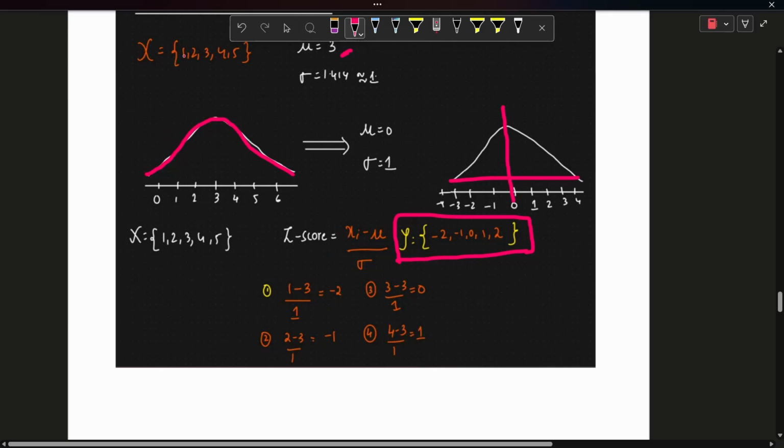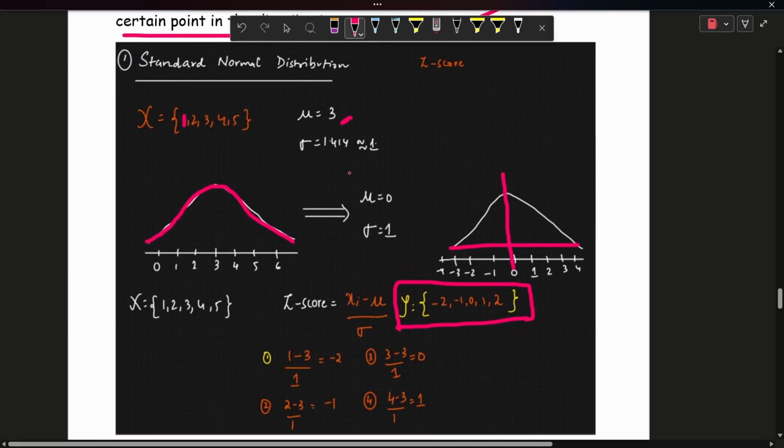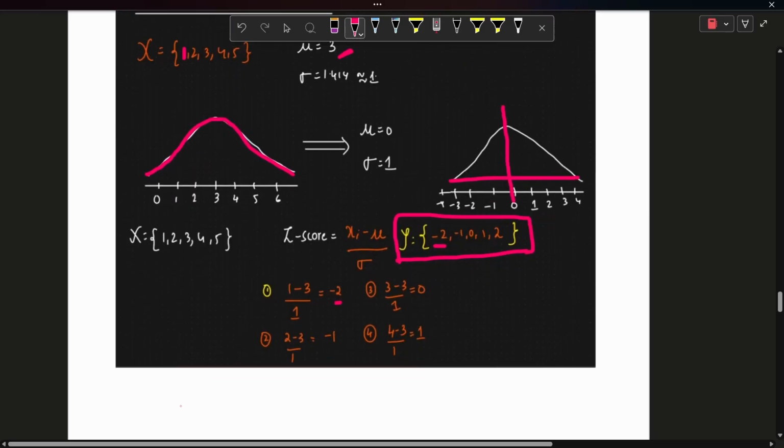Now let's calculate. Let's put the first variable xi. 1 minus mu, and mu we already have as 3. So 1 minus 3 divided by 1 is minus 2. So we get a new value for the variable y. And here x2 is 2. From here, 2 minus 3 divided by 1 is equal to minus 1. In the same way, if we calculate for all these numbers, we get new values: minus 2, minus 1, 0, 1, 2. When plotted, we get the standard normal distribution.